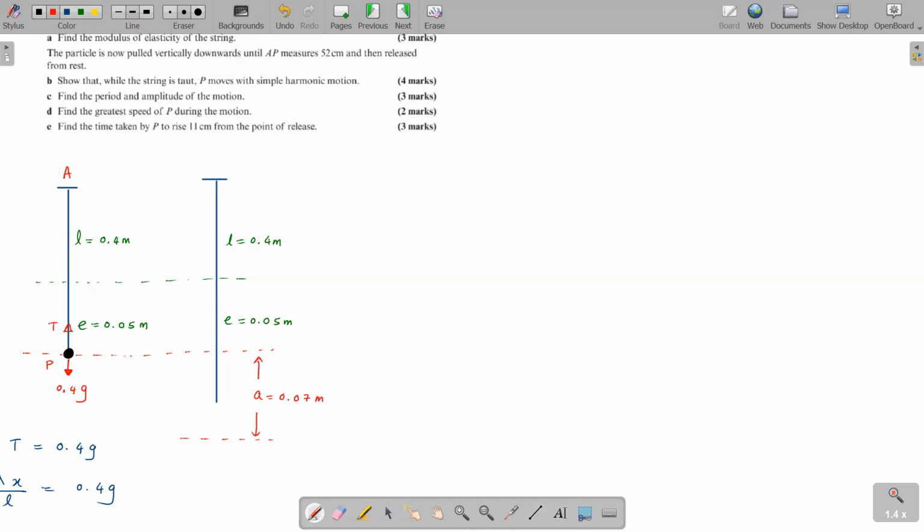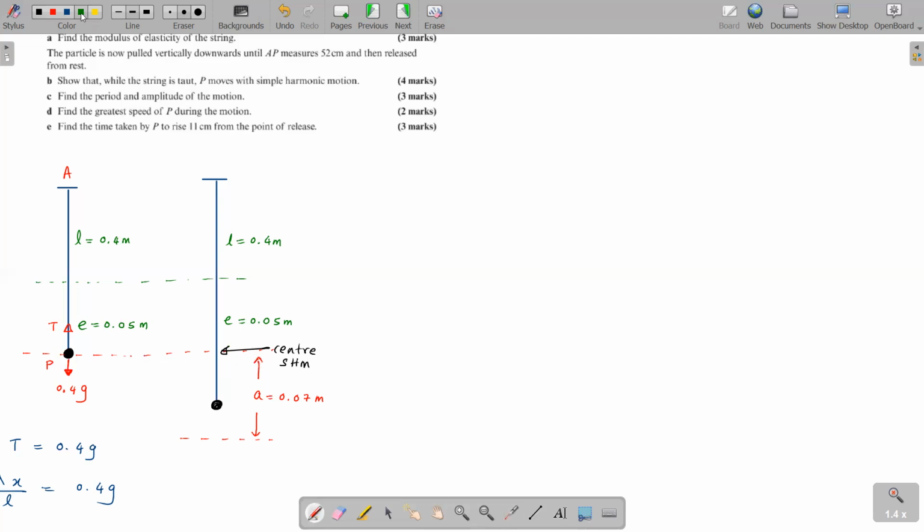Guys, do you agree with the amplitude value? Because they say they are releasing the particle when AP is at a distance 52 centimeter. From the point A to the equilibrium position, it was 45 centimeters. So from 45 to 52, that's a 7 centimeter difference, right? So you are pulling the particle 7 centimeters down below the equilibrium position, which means the 0.07 meter becomes the amplitude. So now I have marked the particle not at the amplitude but at a general point. You know the rule. The equilibrium position is the center of the SHM.